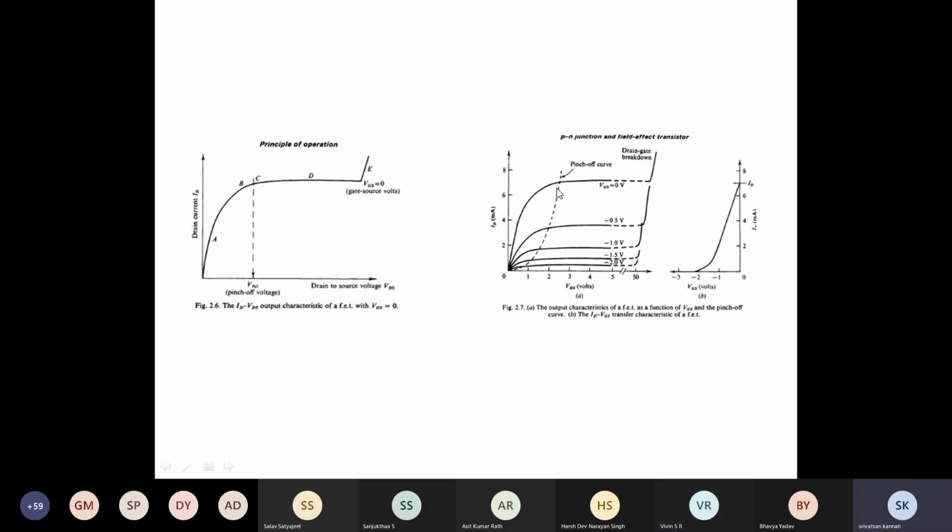Yes. So you can clearly see from these curves. This is for VGS 0, this is VGS minus 0.5, this is VGS minus 1, because it's reverse bias, then minus 1.5 and minus 2. So for every increase in the VGS, there is a corresponding decrease in the drain current, right?